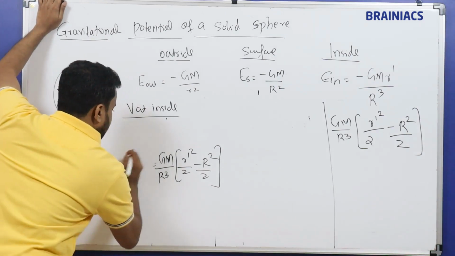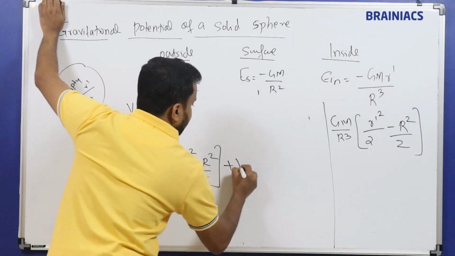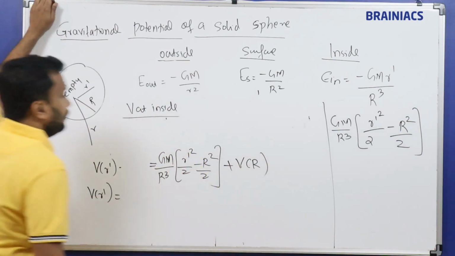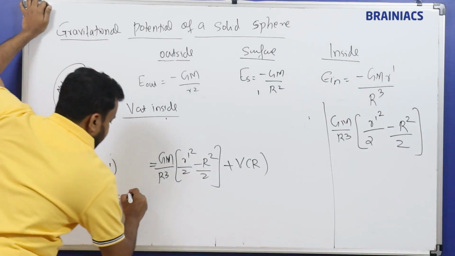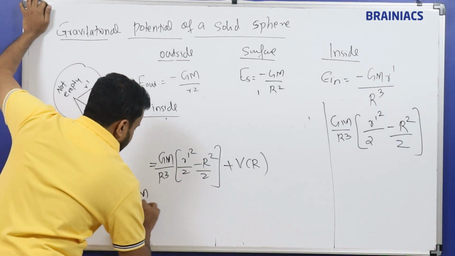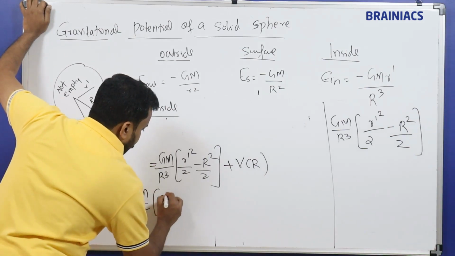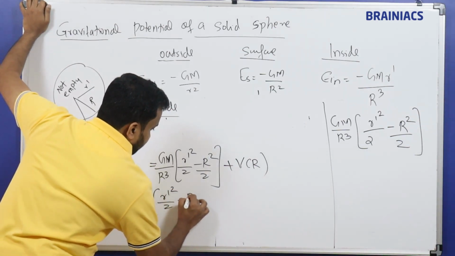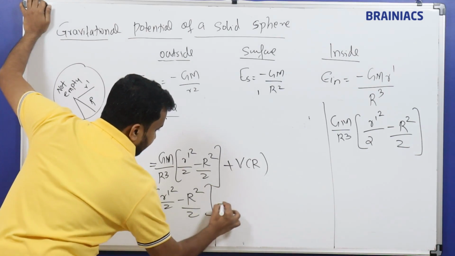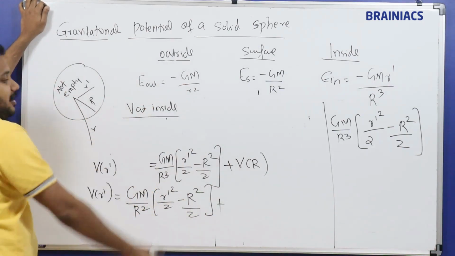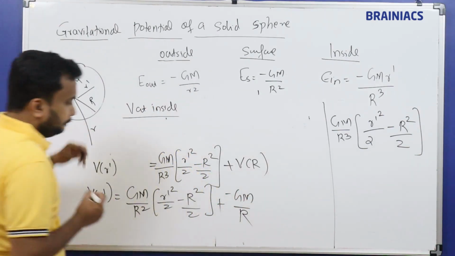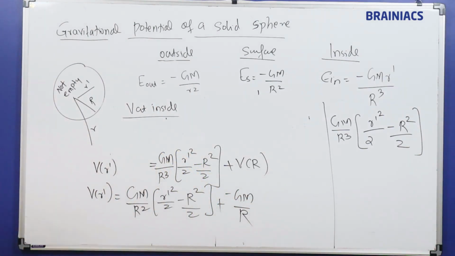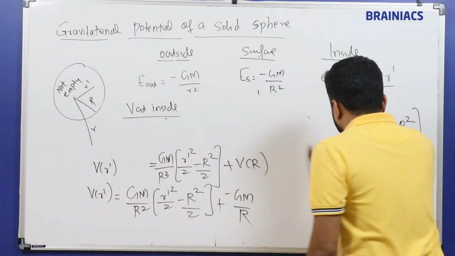So finally in this step itself, what can I write? I can write V of capital R. So what is V of capital R? V of capital R means we are substituting GM divided by R cube into R dash square divided by 2 minus r square divided by 2 plus V of R, the potential at the surface, minus GM divided by capital R.